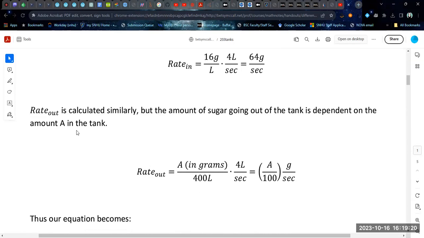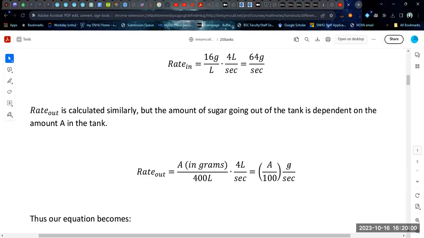So that's one part of our equation. Now the rate out is calculated similarly, but the amount of sugar going out of the tank is dependent upon the amount of sugar already in the tank. Initially we started with pure water, but that won't be true over time. So we're going to use A as our function, the amount of sugar in the tank, measured in grams, divided by the size of the tank. So the tank is 400 liters, and it's flowing out at that same 4 liters per second. So our liters cancel, our 4s cancel, and we're left with A over 100 in grams per second. So that's our rate out.